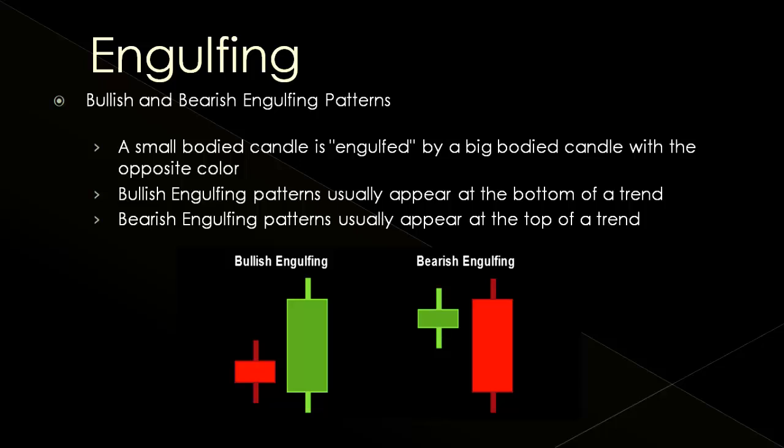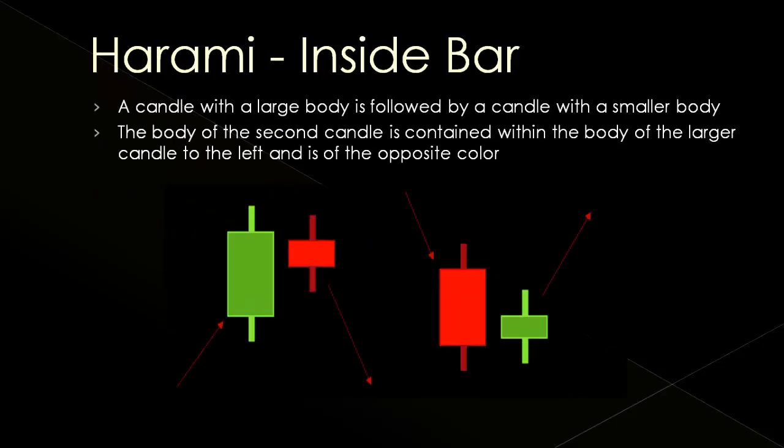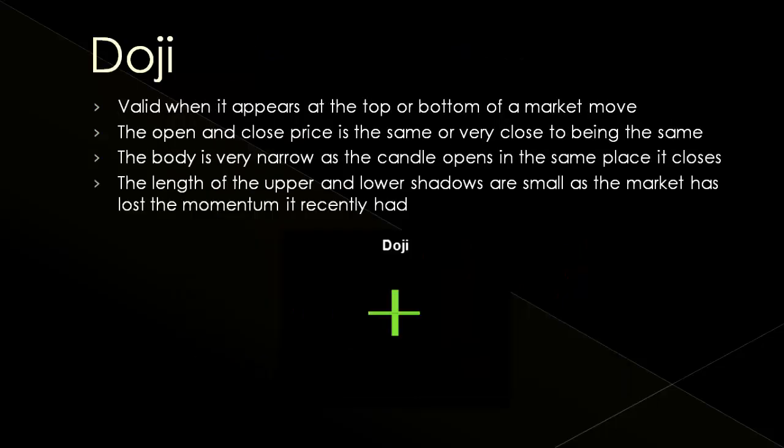Let's take a look at another pattern. This one's called the harami, or the inside bar. This occurs when a candle with a large body is followed by a candle with a smaller body. The body of the second candle is contained within the body of the larger candle to the left and is of the opposite color.